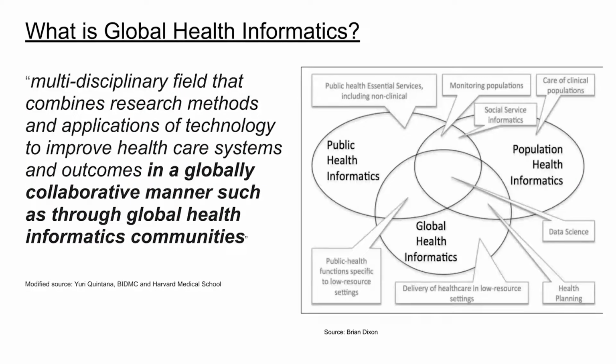So starting off, just to get alignment on definitions and understanding, I picked this out of the National Library of Medicine, which defines global health informatics as a multidisciplinary field that combines methods and applications of technology with a clear focus on improving healthcare systems and outcomes. And I also extended that definition to emphasize that if you're talking about this from a global informatics perspective, then there's an element of collaboration, and the common method for that is really global health informatics communities, which tend to get this sort of collaboration working out well.